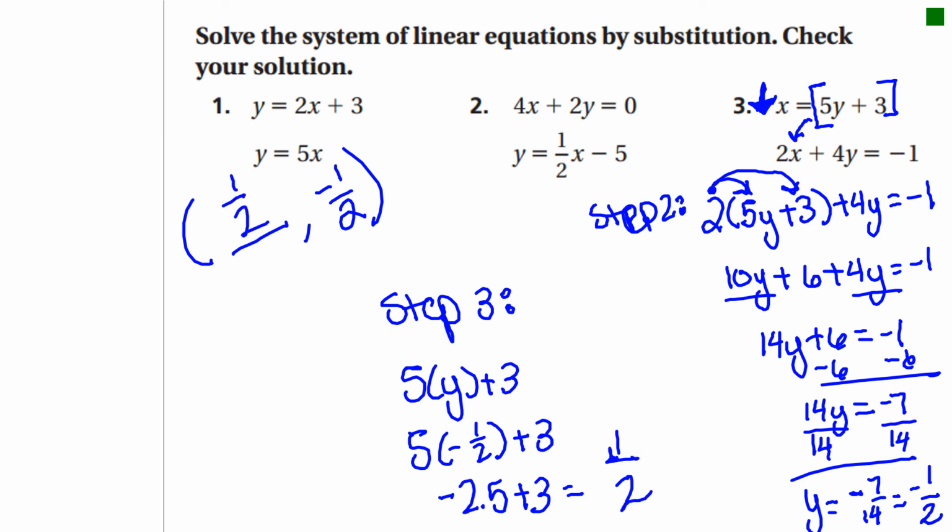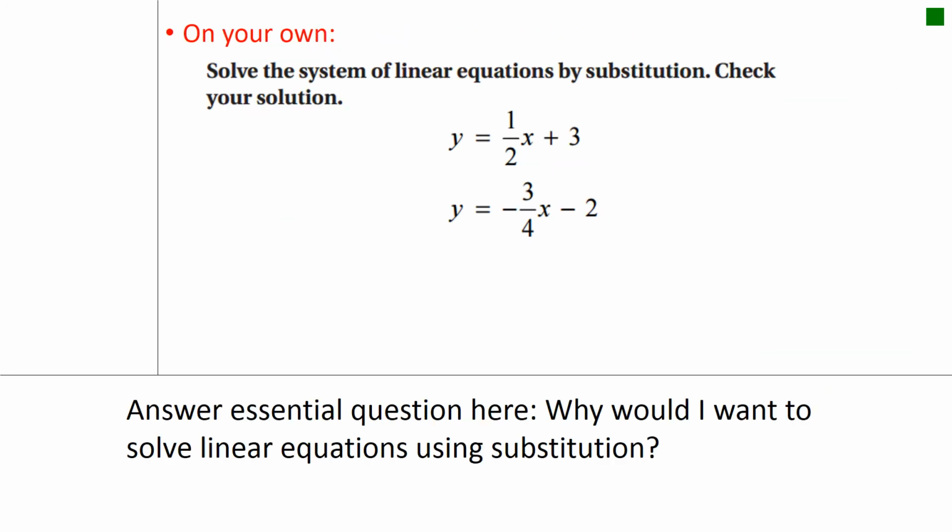All right. On your own, go ahead and try solving this system. I made it the easiest system. When you're ready to check your answer, go ahead and play, and good luck.